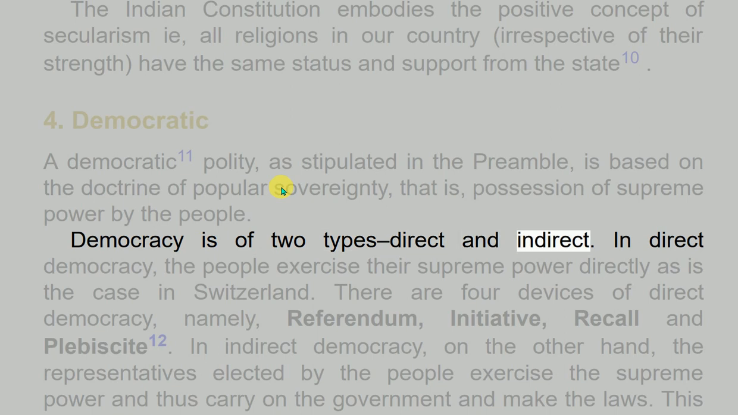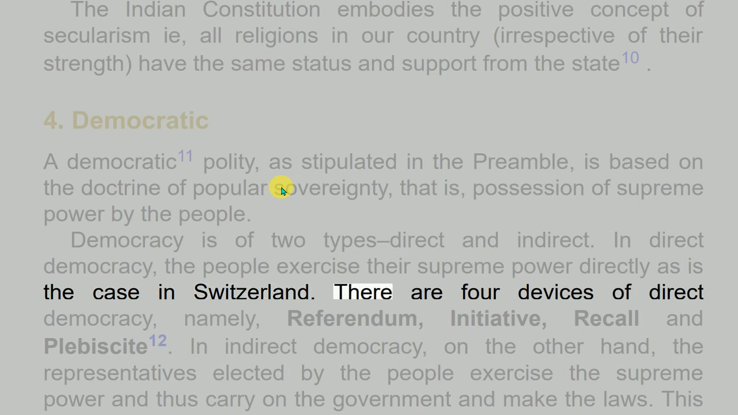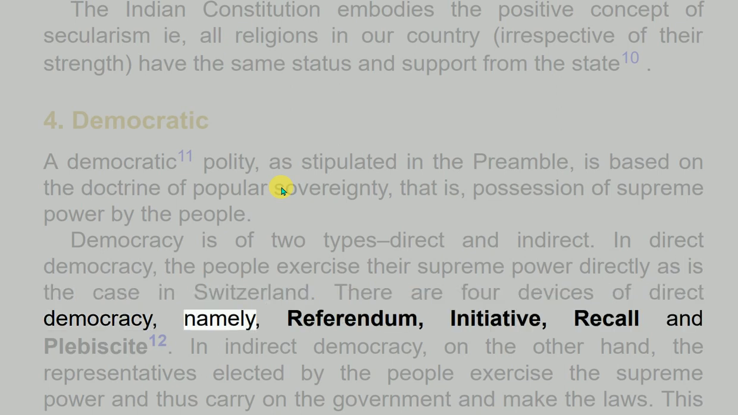In direct democracy, the people exercise their supreme power directly, as is the case in Switzerland. There are 4 devices of direct democracy, namely, referendum, initiative, recall and plebiscite.